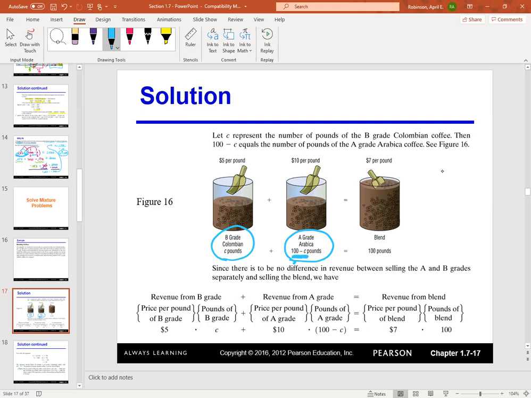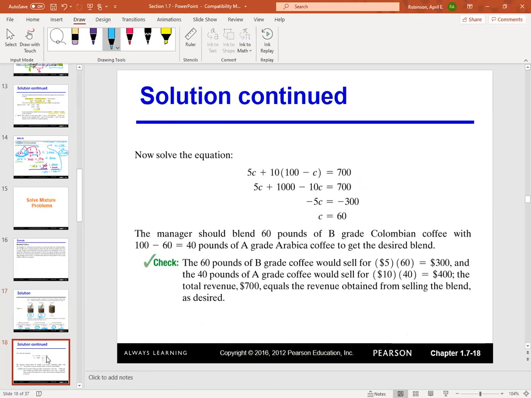And just like the percentage problems with the mixture and money, they said that the Colombian coffee cost $5 for every single pound. So that's 5 times C. And then the A grade was $10 times every single pound. And in the end, you're going to have a $7 blend for every single pound. Now this one, you do have to throw in the $7 on the end. And 7 times 100 is 700. So here's the equation.